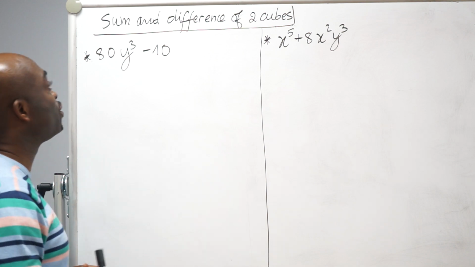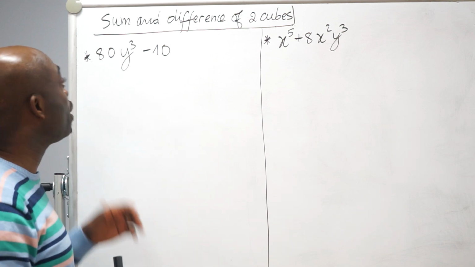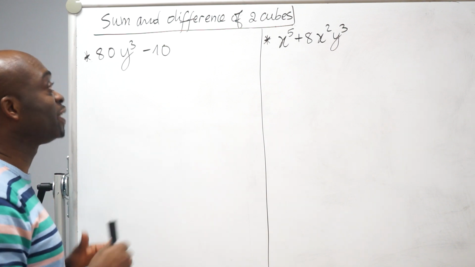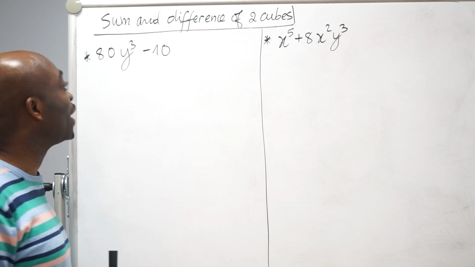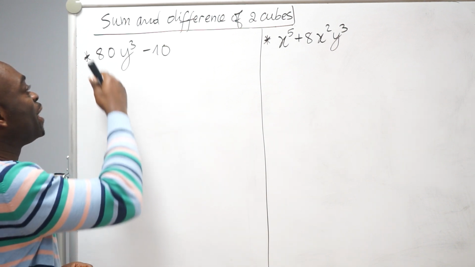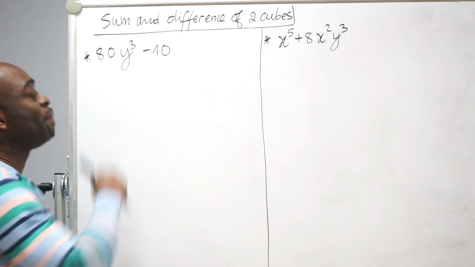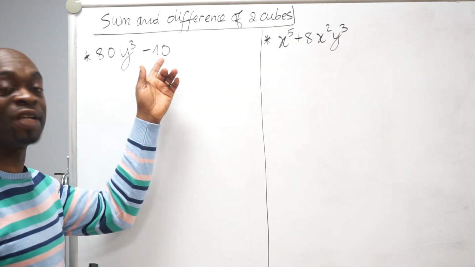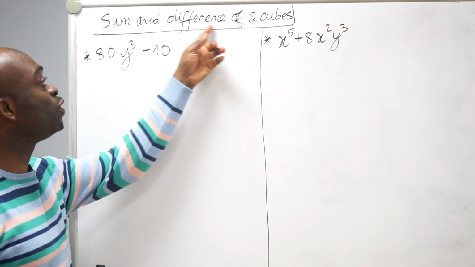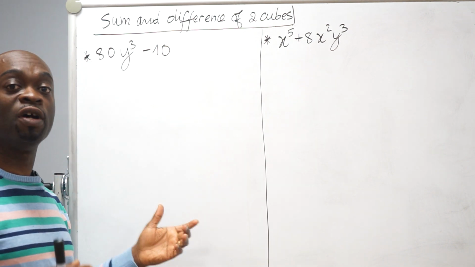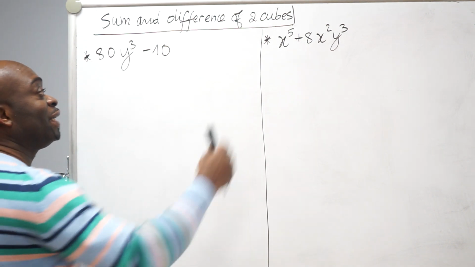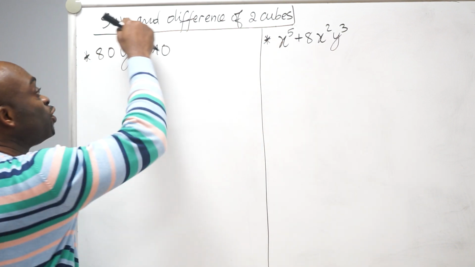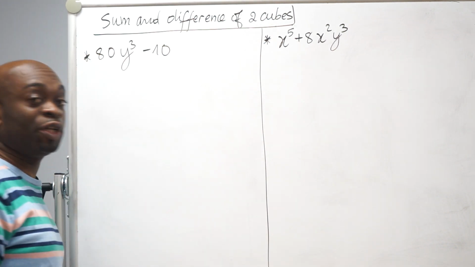Guys, imagine that you have this kind of problem here where we have to find the sum or the difference of two cubes. In the first problem, we have 80y to the third power minus 10. When we see the minus sign in between those two terms, that means we have to use the difference of two cubes formula. In the second problem, we see the plus sign in the middle, so we're going to have to use the sum of two cubes.